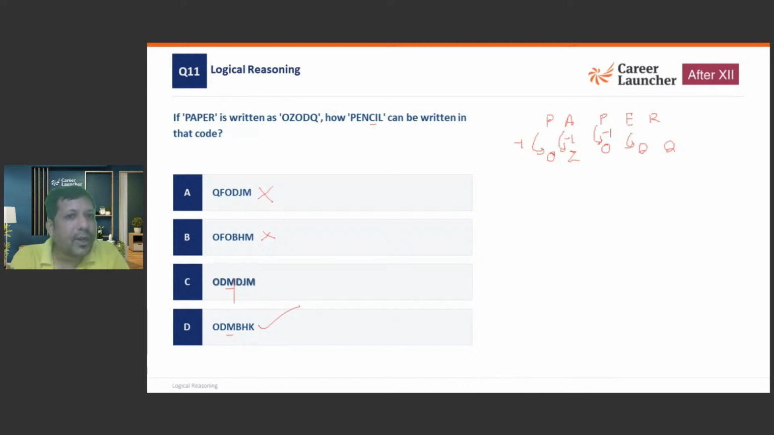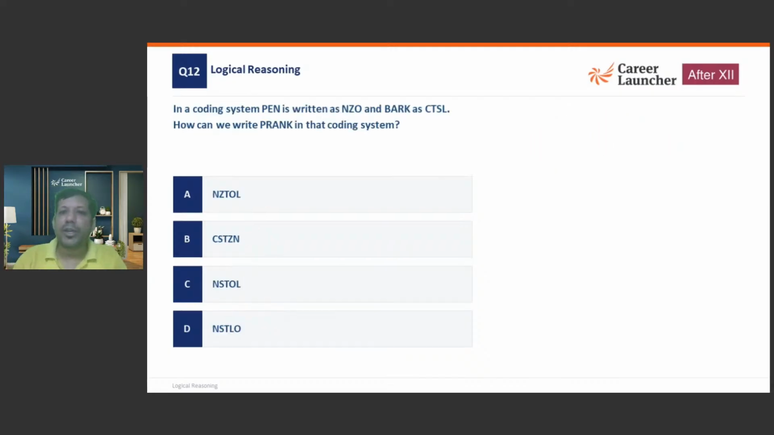And I'm not calculating the third letter because in the third letter, both options C and D have M. So even if I calculate, that will be a wastage of my time. And after that, when the fourth letter is C, when I go minus 1, I am going to get B. So no need to calculate everything. This one.